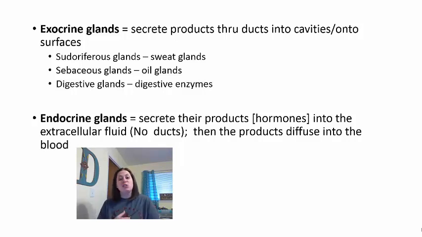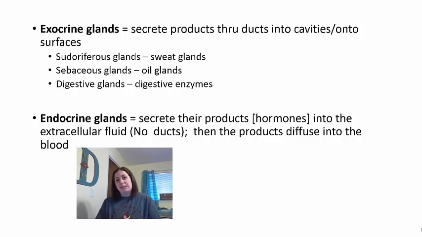There are what we call exocrine glands. These secrete products through ducts into cavities or onto a type of surface. And you learned a lot about these, especially with the skin. We'll also learn about some of them when we get into the digestive system. So you have what we call the sudoriferous glands, those are your sweat glands, your sebaceous glands, which secrete oil, and your digestive glands, which are going to release digestive enzymes, which again we will talk about in the digestive chapter.